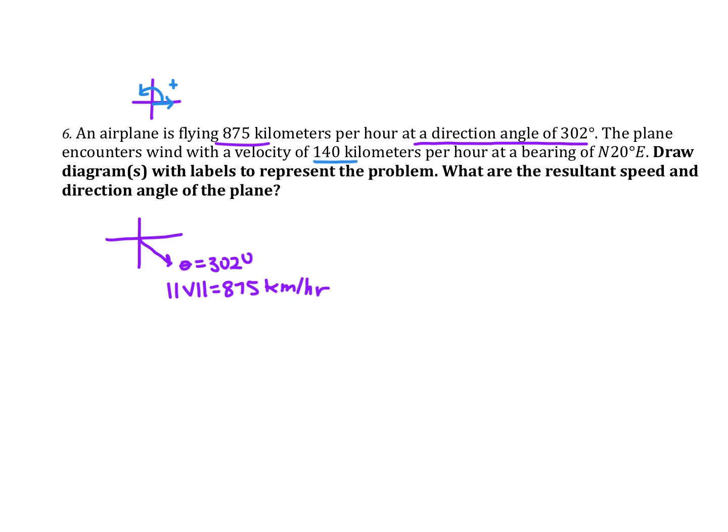We also have wind going at 140 kilometers per hour at a bearing of north 20 degrees east. And so bearing north 20 degrees east, so here is 20 degrees. Therefore, our directional angle is 70 degrees, which is this angle down here. We can say our magnitude of the wind is 140 kilometers per hour. So we have two vectors.